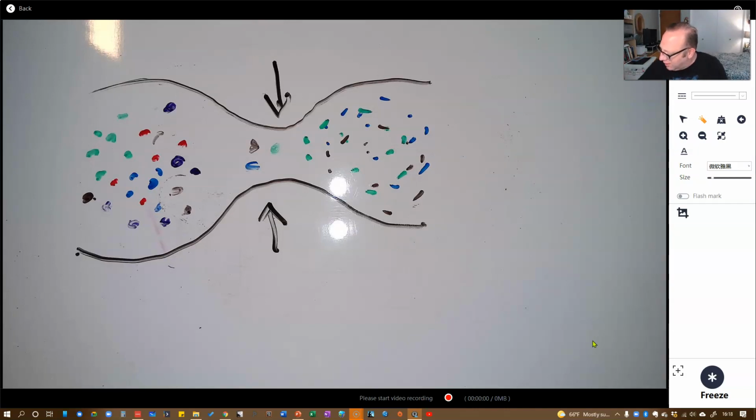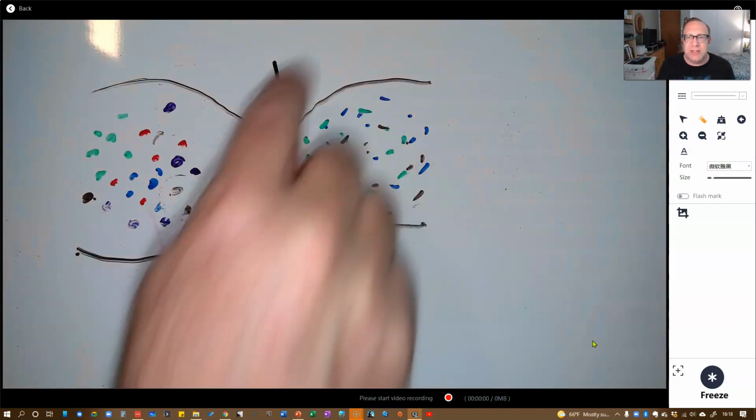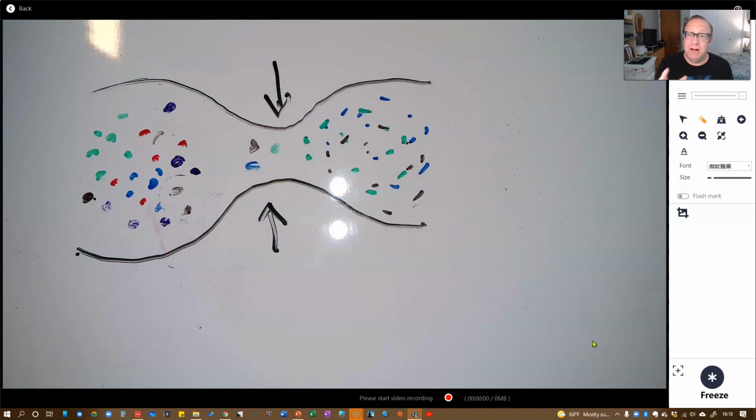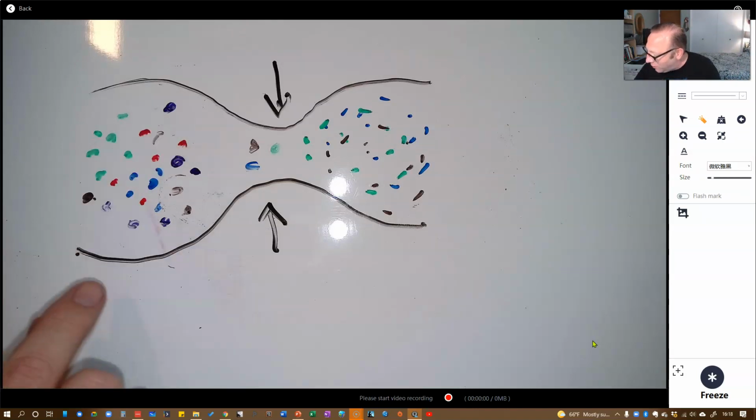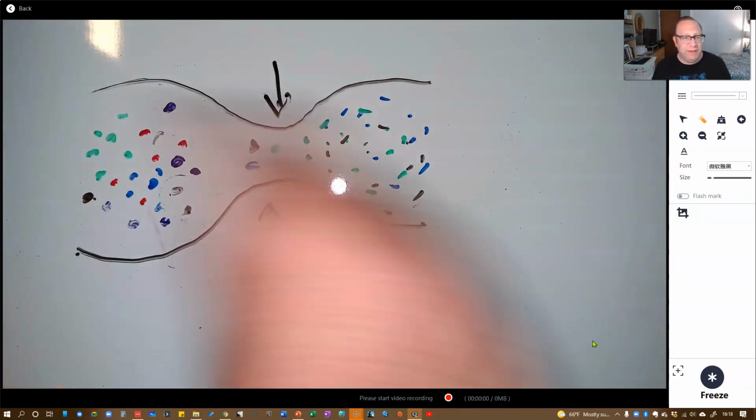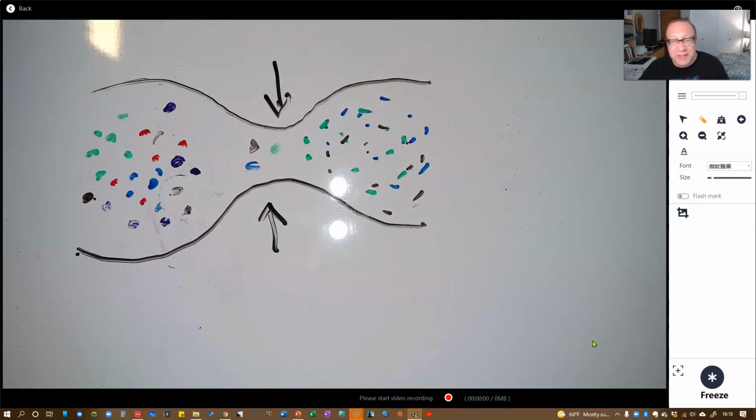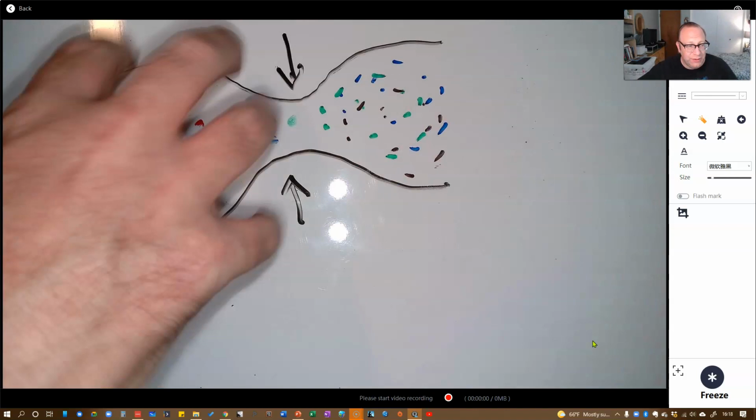So the new population is going to just be a subset of the genetic diversity of the old population, as you can see here. No reds survived, no purples survived, and therefore the population will not look like that anymore. Will not look like this anymore.